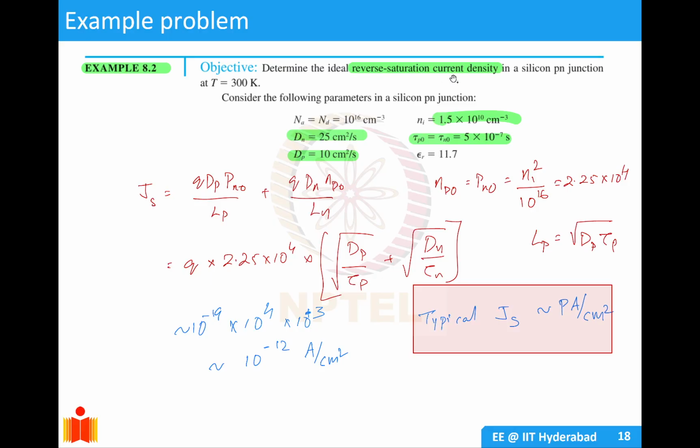Determine the ideal reverse saturation current density in a silicon p-n junction at 300K, considering the following parameters: Na equals Nd equals 10 power 16, Ni equals 1.5 into 10 power 10, Dn is 25 centimeters square per second, Dp is 10 centimeters square per second, tau p naught equals tau n naught equals 5 into 10 to the minus 7 seconds, epsilon r equals 11.7.